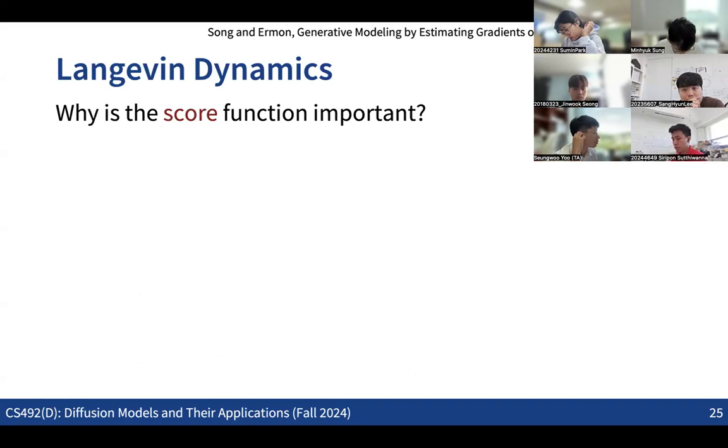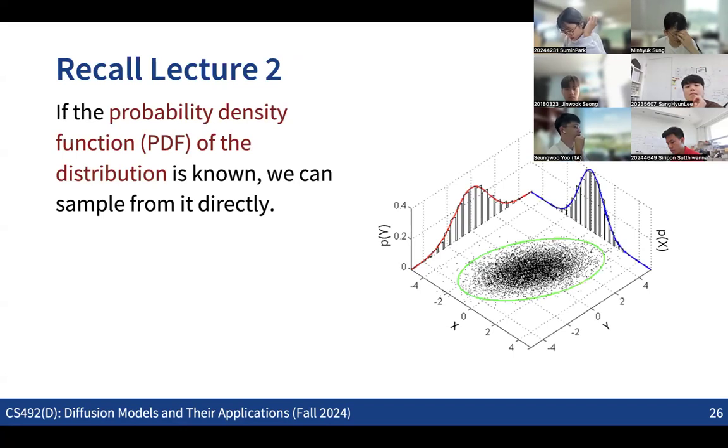So here the question might be, why do we care about this score? What's the meaning of having information about the score function? That's one of the main things that we are going to discuss today. So let's recall what we discussed in lecture 2. If we have the information about the distribution, the probability density function, then we can sample from it, right? We discussed some techniques that we can use to sample data points from a given probability distribution.